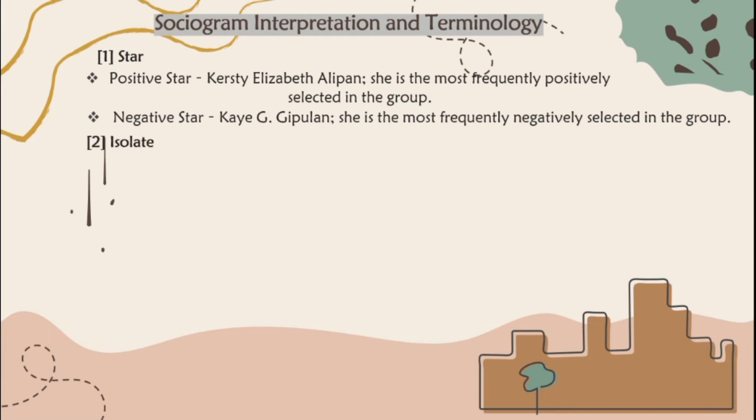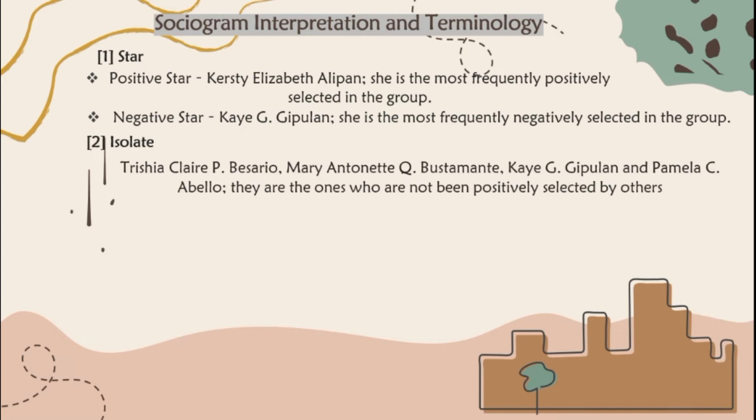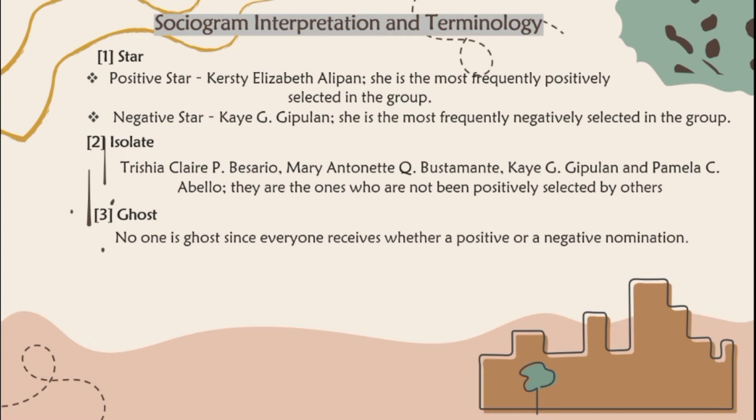Isolates. Children who have not been positively nominated by anyone in the group are usually defined as isolates. Tricia Claire P. Bisario, Mary Antoinette Q. Bustamante, K.G. Hipulan, and Pamela C. Abello. They are the ones who are not being positively selected by others. Ghost. A ghost is a person who is not even acknowledged as being in the classroom. No one is a ghost since everyone receives either a positive or a negative nomination.